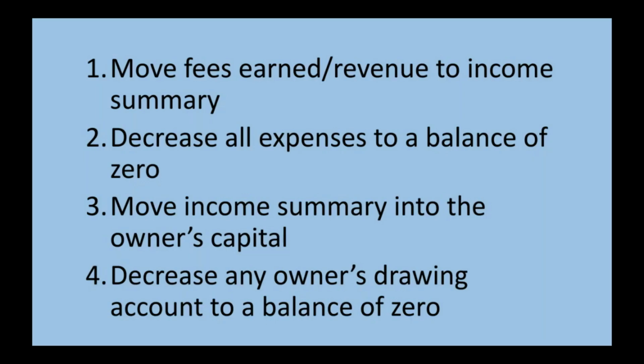There are 4 journal entries that make up the closing entries. The first one moves fees earned to the income summary, which is an account that's used primarily for closing entries. The second is to decrease all expenses to a balance of 0. The third is to move income summary into the owner's capital, and the fourth is to decrease any owner's drawing account to a balance of 0.